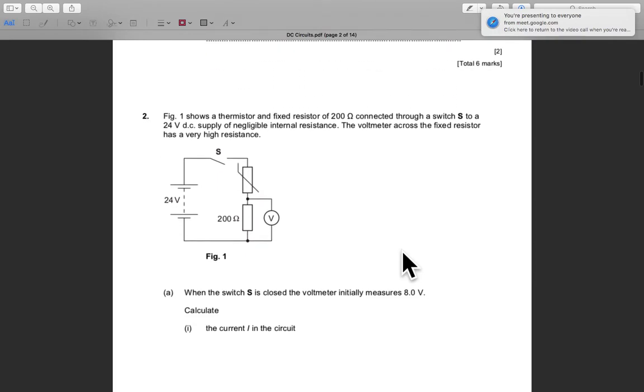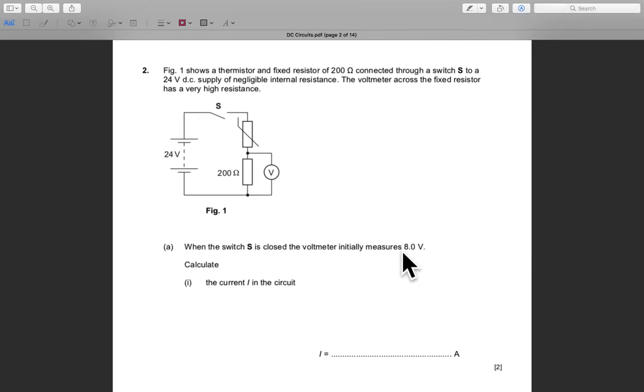Okay guys, we continue to number 2. The figure shows a thermistor and a fixed resistor of 200 ohms connected through a switch S to a 24 volt DC supply of negligible internal resistance. The voltmeter across the fixed resistor has a very high resistance. When the switch S is closed, the voltmeter initially measures 8 volt. Calculate the current in the circuit.